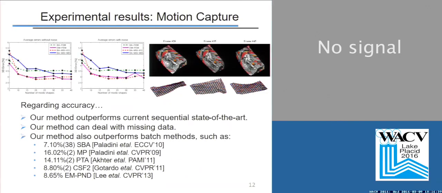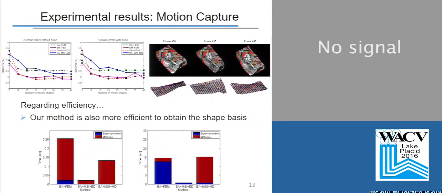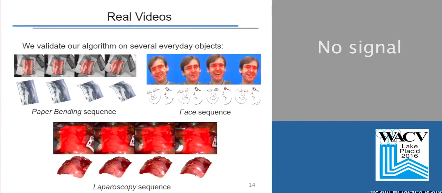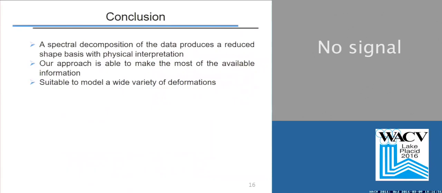Regarding experiments, our method outperforms current state-of-the-art sequential and batch methods in terms of accuracy and efficiency to obtain the shape basis. And here we show more experiments for real videos, for example, for a paper bending, face, or laparoscopic sequence. To conclude, in our approach in this paper, a spectral decomposition of the data produces a reduced shape basis with physical interpretation. Our approach is able to make the most of the available information and is suitable to model a wide variety of deformations and objects.